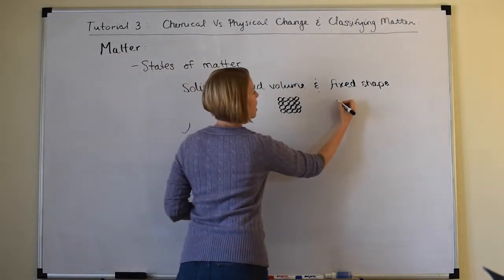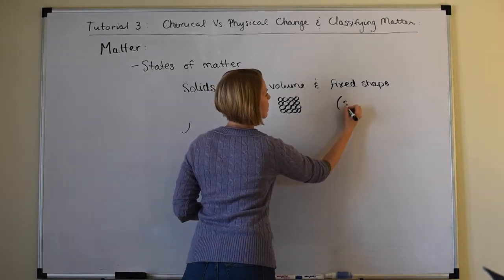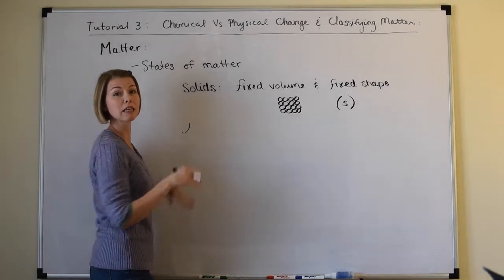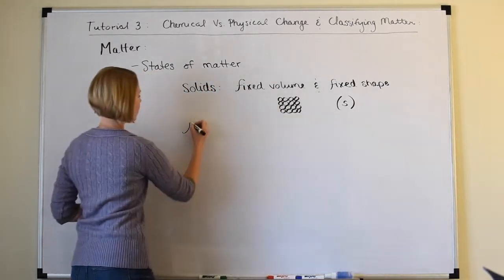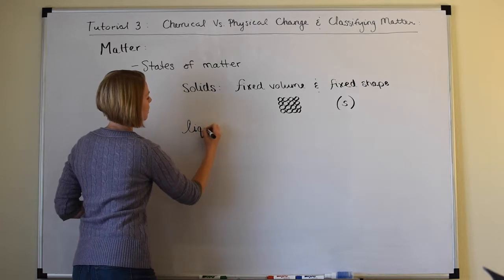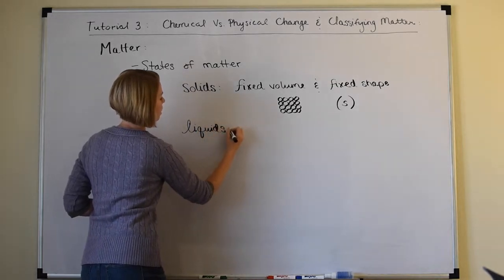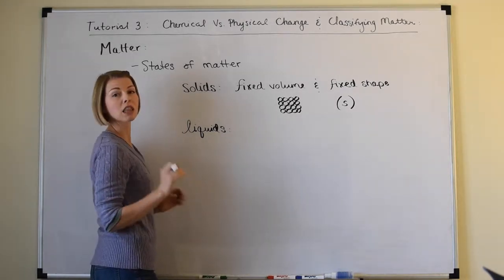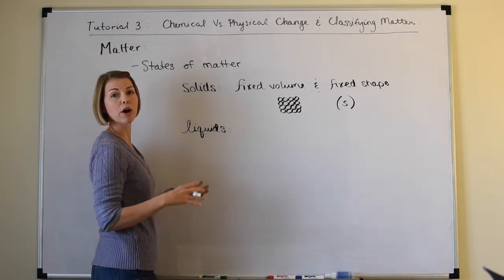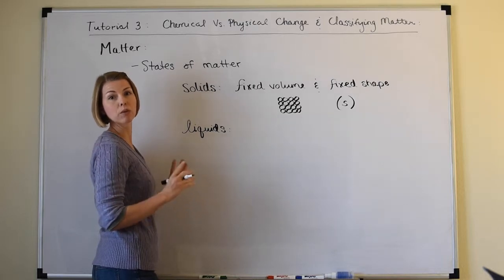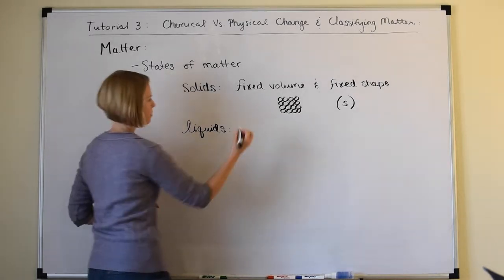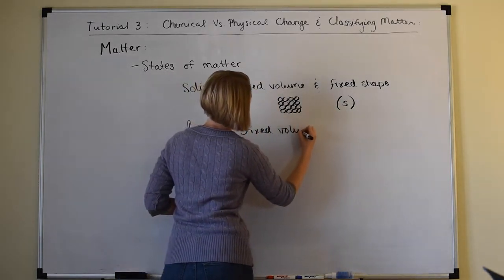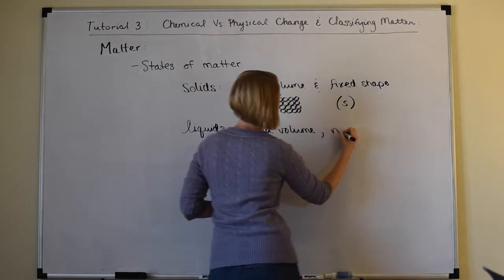Let's write one more thing. We represent, or abbreviate, solid in chemical equations with a lowercase s in parentheses, like this. Now let's go on to liquids. Liquids also have a fixed volume, but no fixed shape. A liquid will take on the shape of the part of the container with which it is held. So a fixed volume, but no fixed shape.